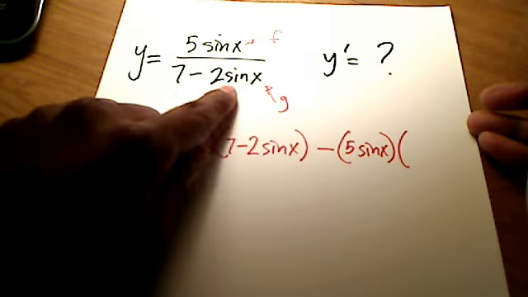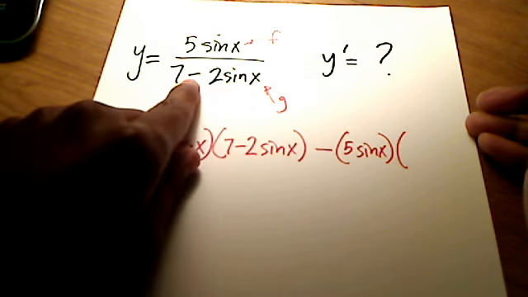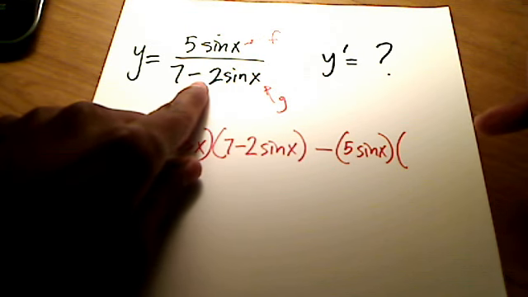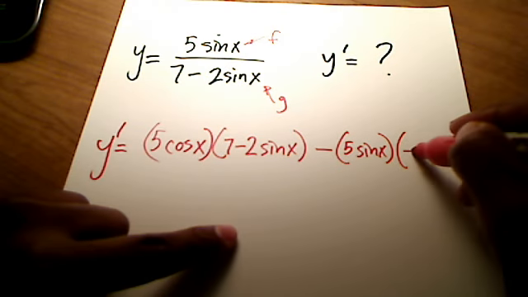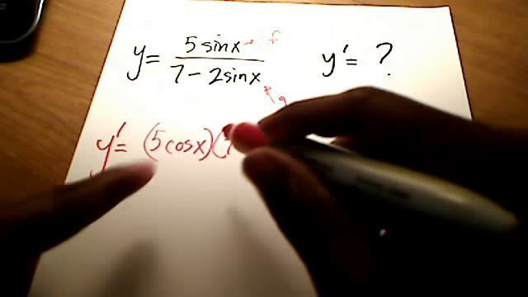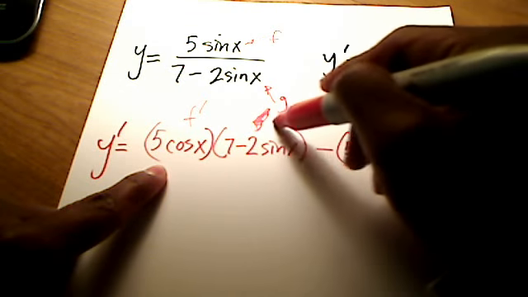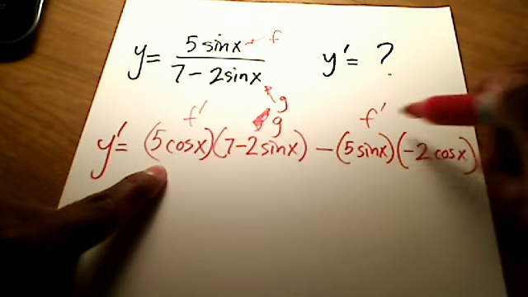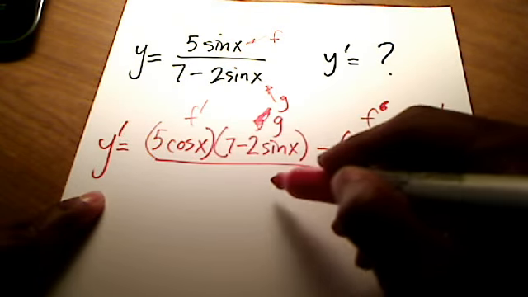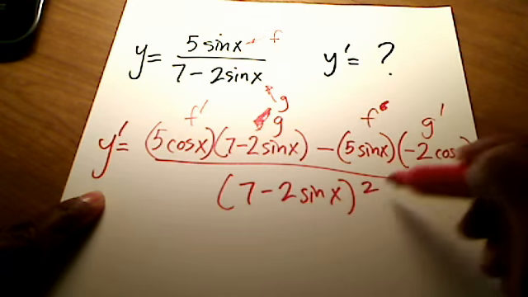So times the derivative of all this stuff. Well, the derivative of 7 is just 0. That's a constant. And the derivative of negative 2 sine x is negative 2 cosine x. So I've got negative 2 cosine x. There we go. So that was my f, that was my g prime, this was my f prime, this was my g. That looks better. This was my f prime, or f rather, and there's my g prime. All over g squared, which is just my quantity 7 minus 2 sine x squared.